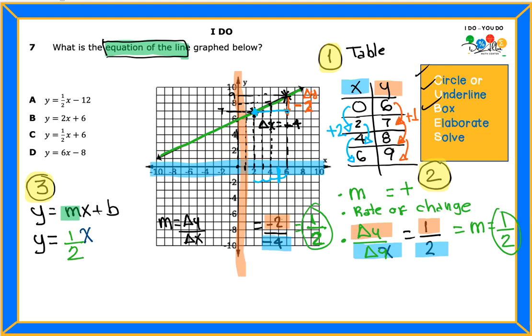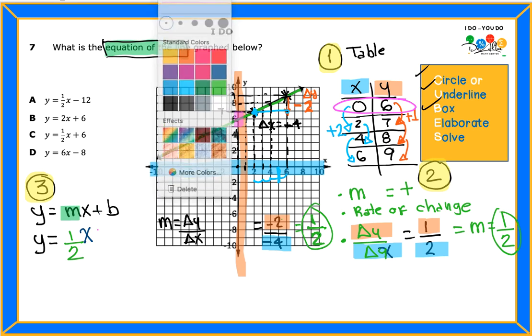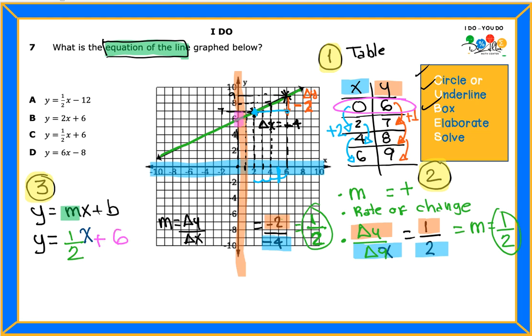And remember, we said b is where the green line crosses with the y-axis, which is the orange line in this case, and it's right here. I put it in pink. And then I'm going to highlight that in the table. What I highlighted in the graph is exactly the same thing I did on my tables, the 0, 6. So what's the value of the b? The positive 6, plus the 6. Do you find the answer in the answer choices? Yes, it is choice C. Y equals 1/2 of x plus the 6.